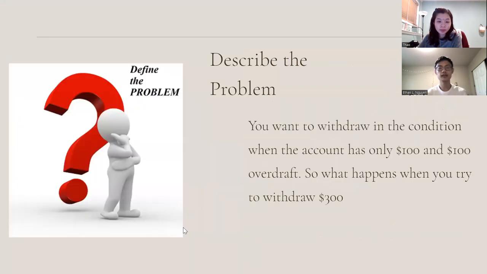And so the problem we have here is essentially if a person wants to withdraw an amount that's higher than the current balance. The current balance has 100 for the main, and then it also has a 100 overdraft, consisting of $200 total. So the point is, what happens if we try to withdraw more than 200, say $300?